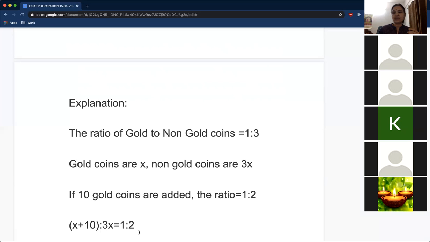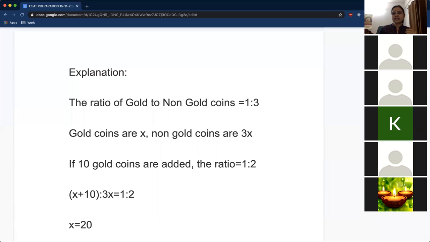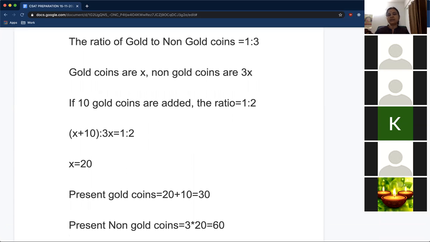Can you quickly find out what x is and tell me? You can take the ratio and cross multiply. Ratio is nothing but you can write it as (x plus 10) by 3x is equal to 1/2. You get x is equal to 20. But what do I want? At present, how many gold coins am I having? Initially I had x, now I added 10, so I have 30 gold coins right now. And non-gold coins did not change: 3 into 20, 60.